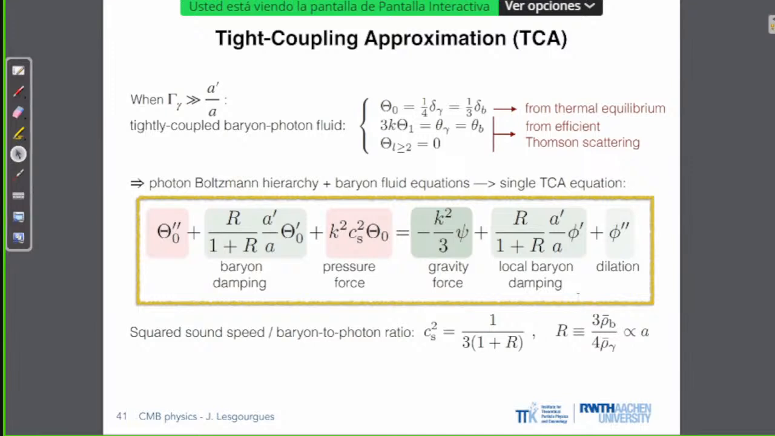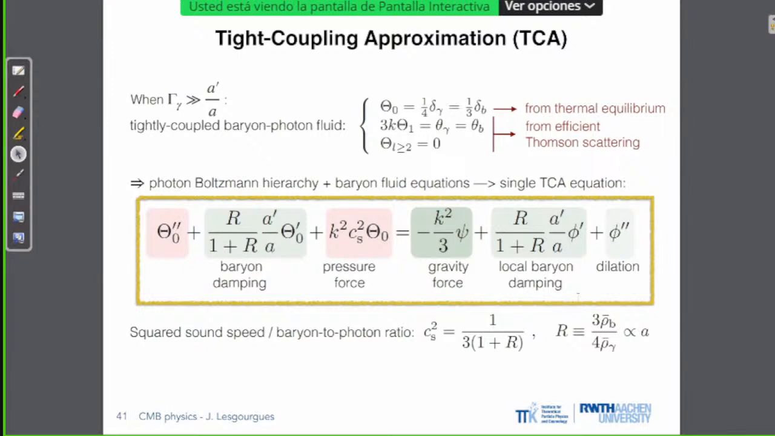We don't need to follow them independently, and they are captured by the monopole theta_0. We have seen that when Thomson scattering is efficient, it wants to align the baryons and the photons. So theta_B and theta_gamma remain equal. And we said that the bulk velocity of the photon is captured by the dipole of the temperature anisotropies.